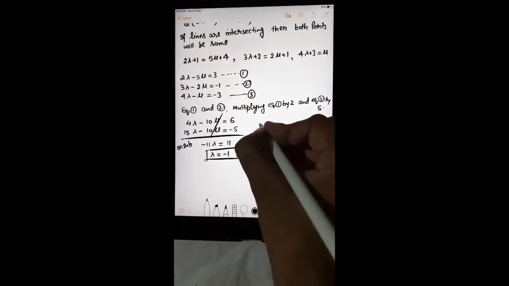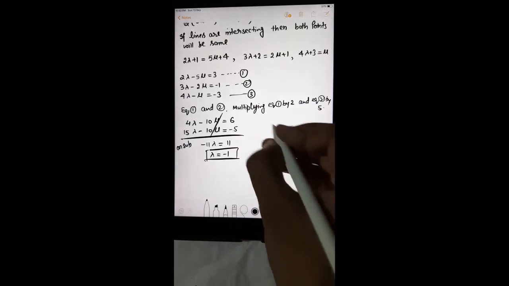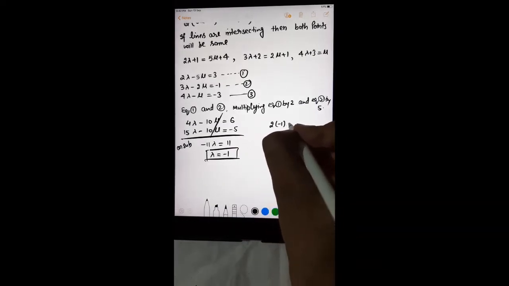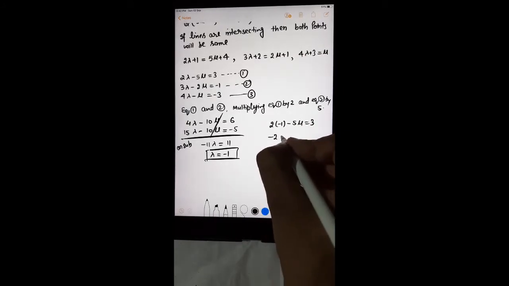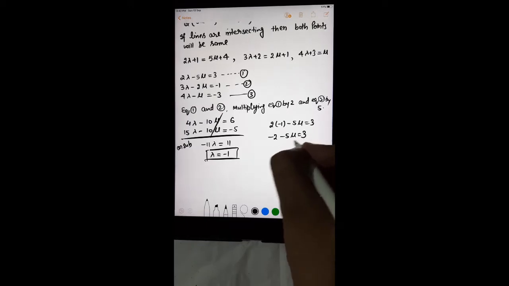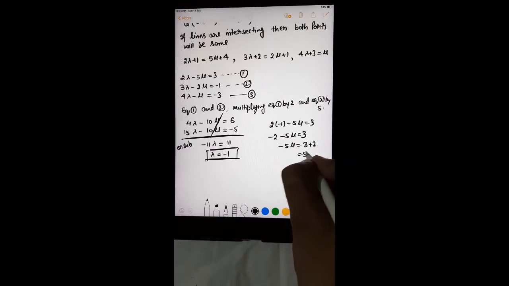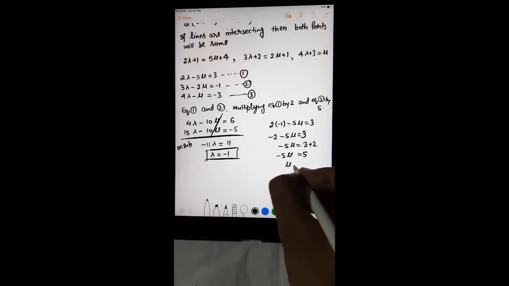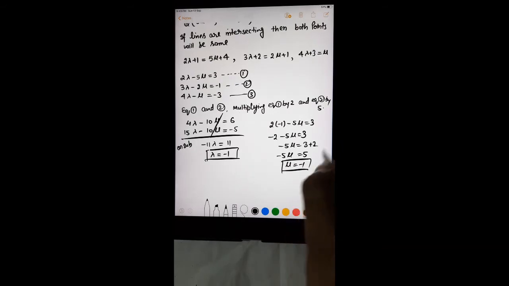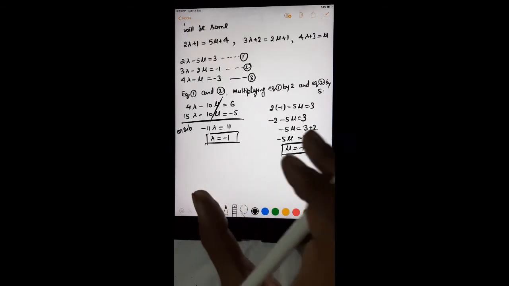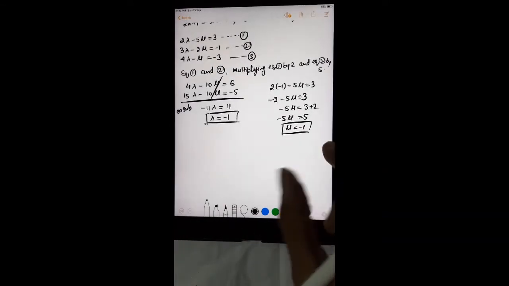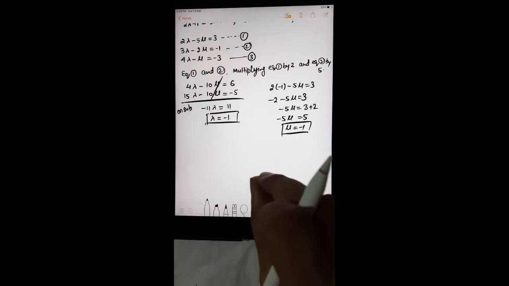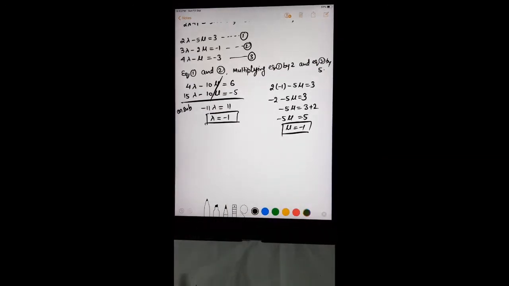Now from equation 1, if we put the value of lambda, we get 2 into minus 1 minus 5 mu equals 3. So minus 2 minus 5 mu equals 3. So minus 5 mu equals 3 plus 2, that is 5. So mu is also minus 1. These are the values of lambda and mu obtained by solving equation 1 and equation 2. If these values also satisfy equation 3, then the given lines are intersecting.